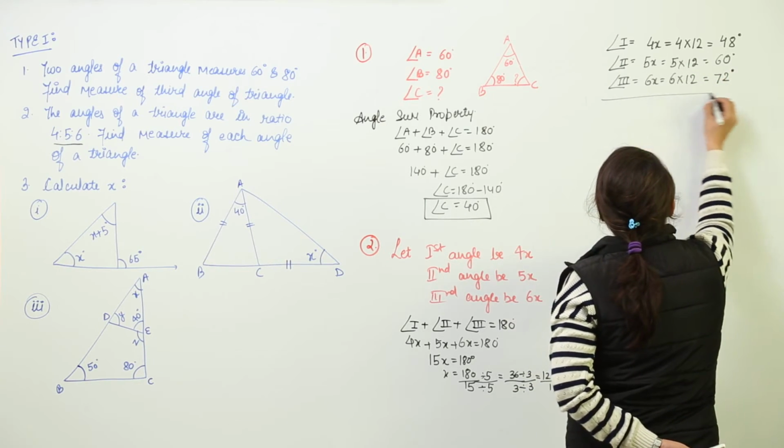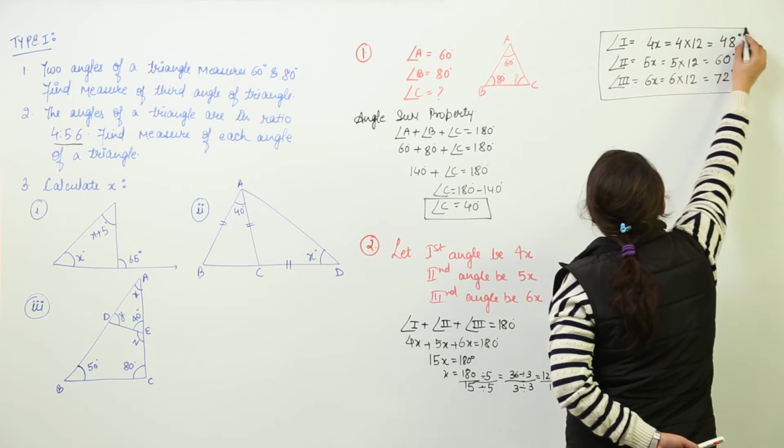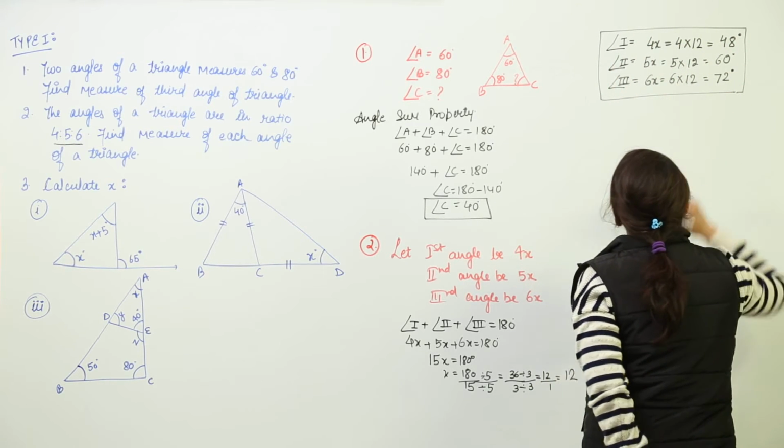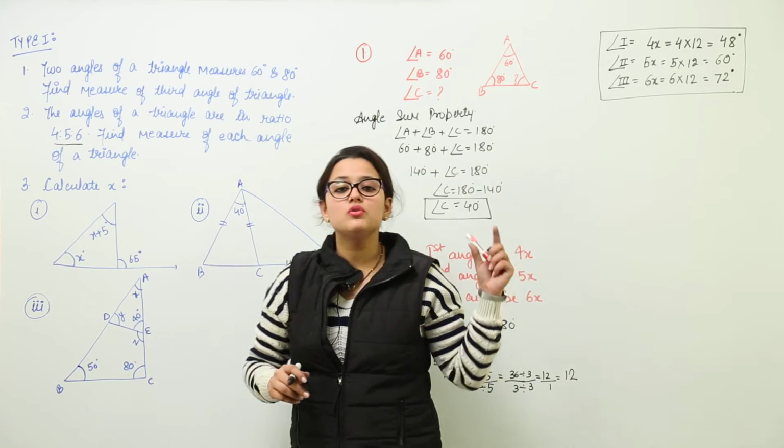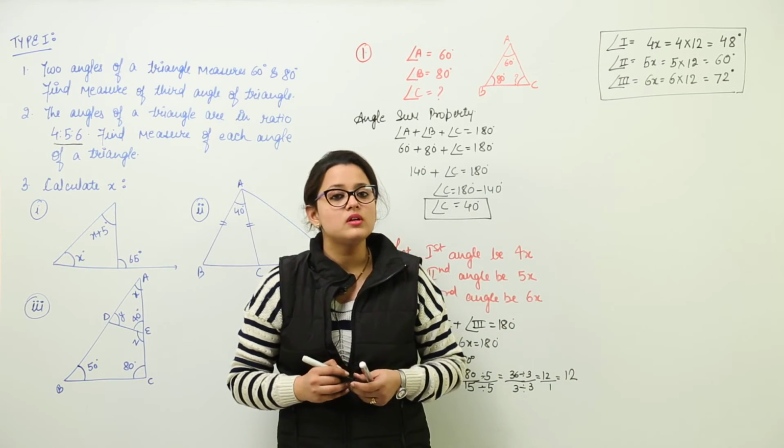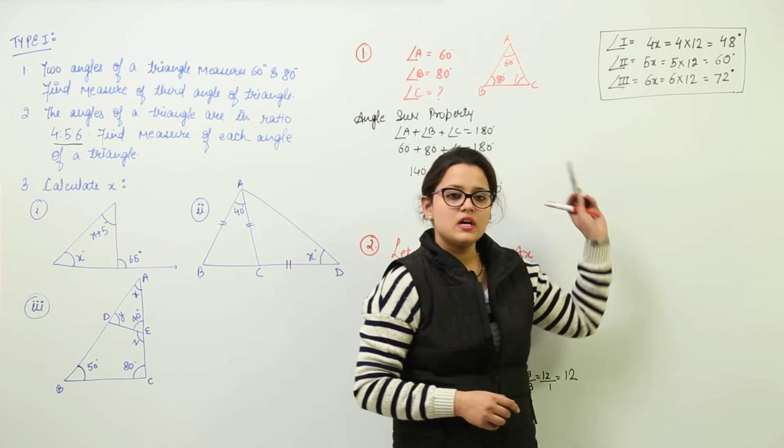You can check your answers by totaling them up. Total up all the angles of a triangle and check whether they are giving you exactly 180 degrees or not. Then you can even verify your answer like that.